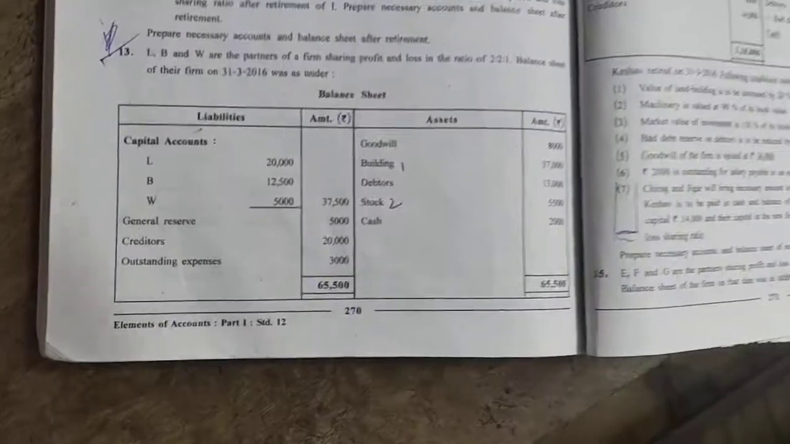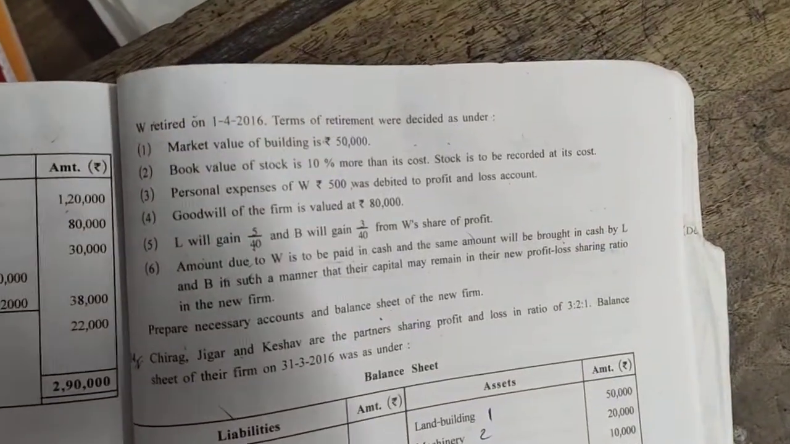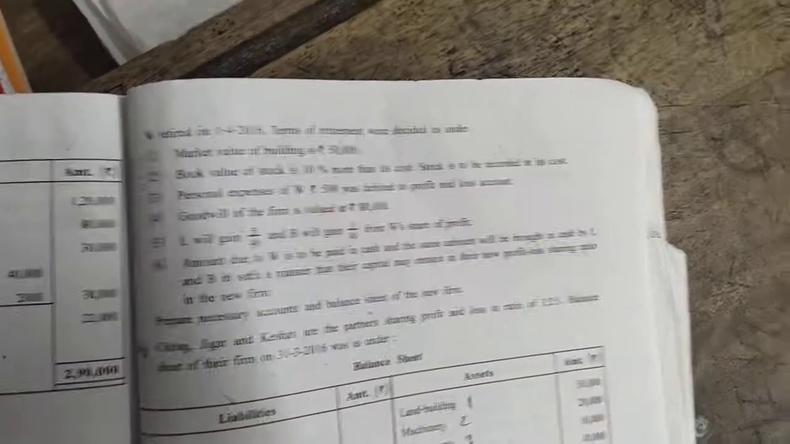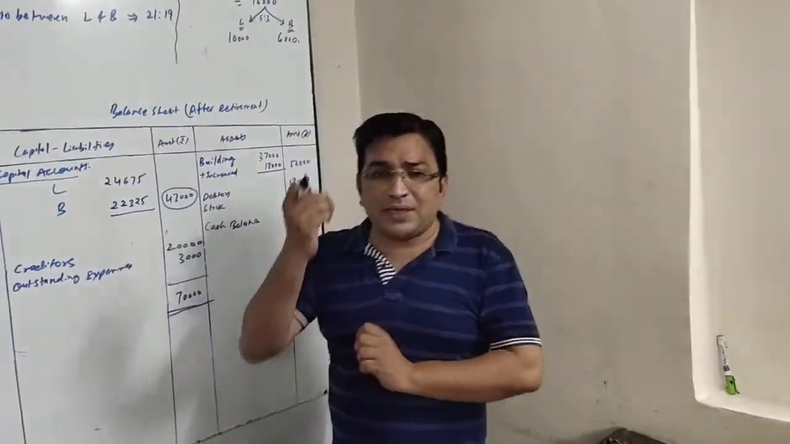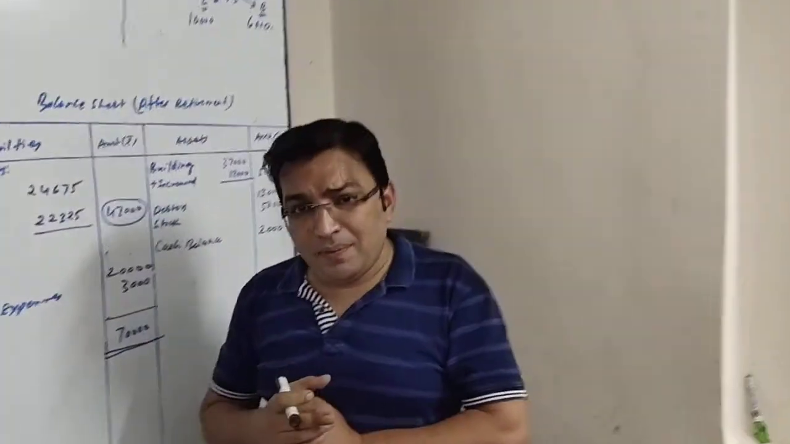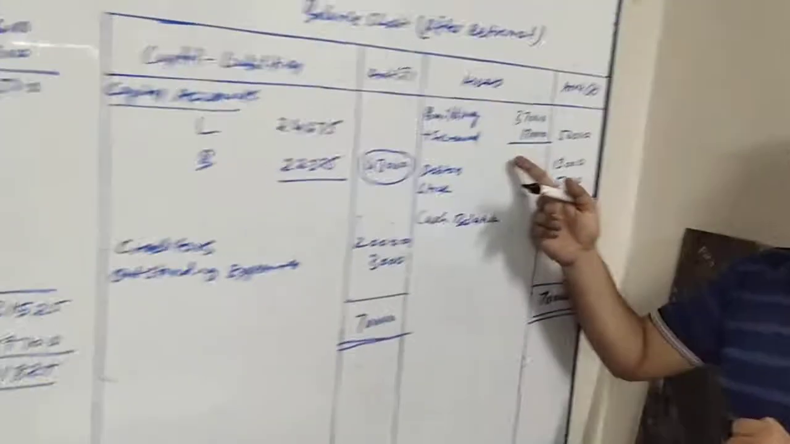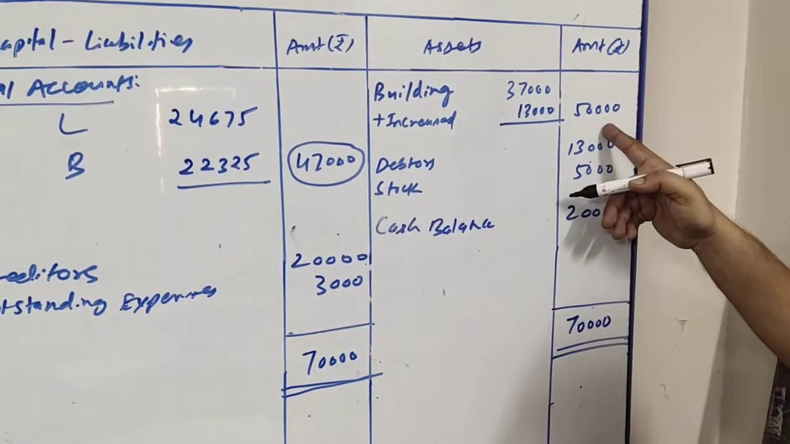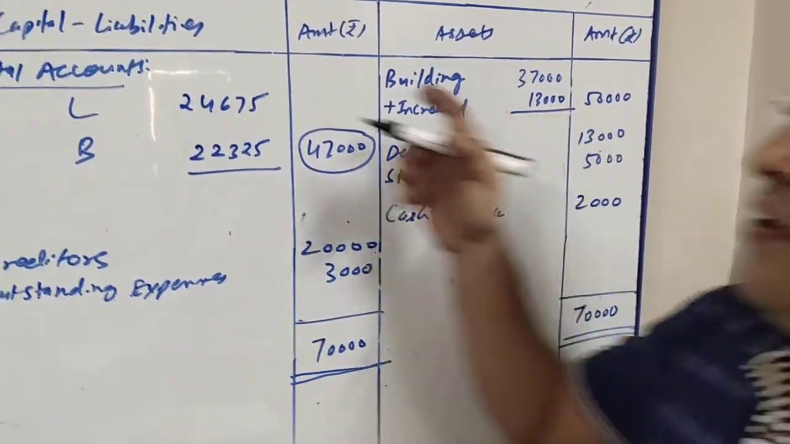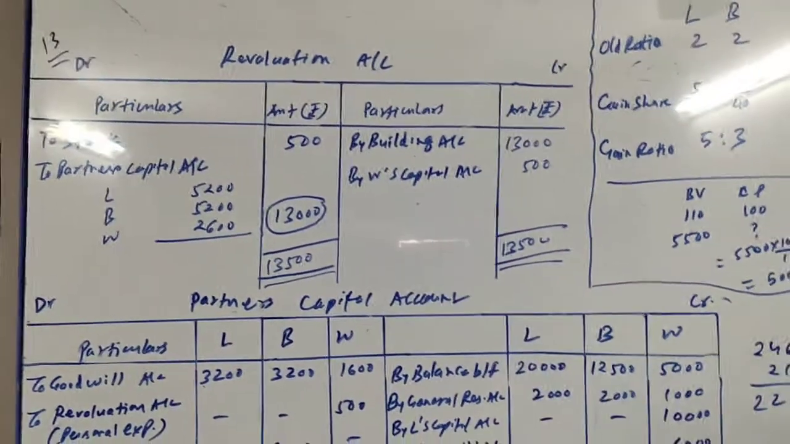Next item given to us is building. Building is given 37,000 and adjustment number 1 is marked. Market value of building is rupees 50,000. So friends, book value of building is 37,000, market value is 50,000. There's an increase of 13,000. So that will be profit, will be credited to revaluation account. So first of all we will write at the asset side of balance sheet, building 37,000 plus increase 13,000, outer column 50,000, and this 13,000 will be credited to revaluation account by building rupees 13,000.